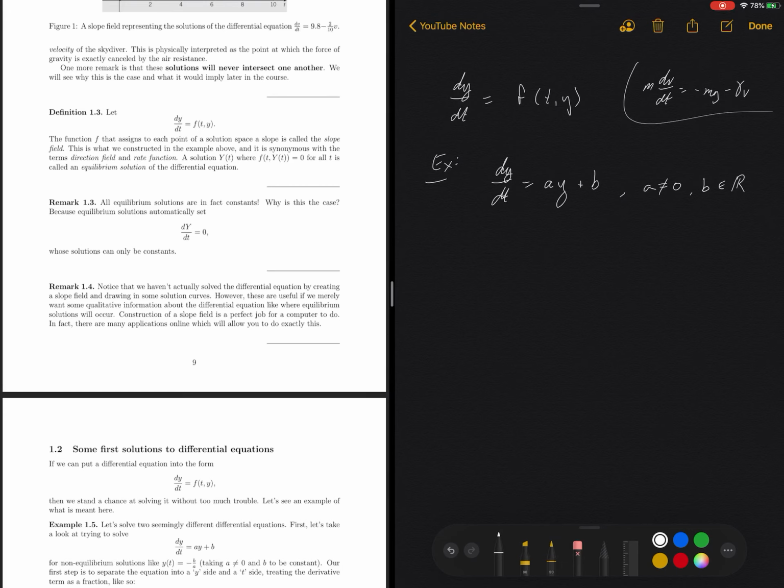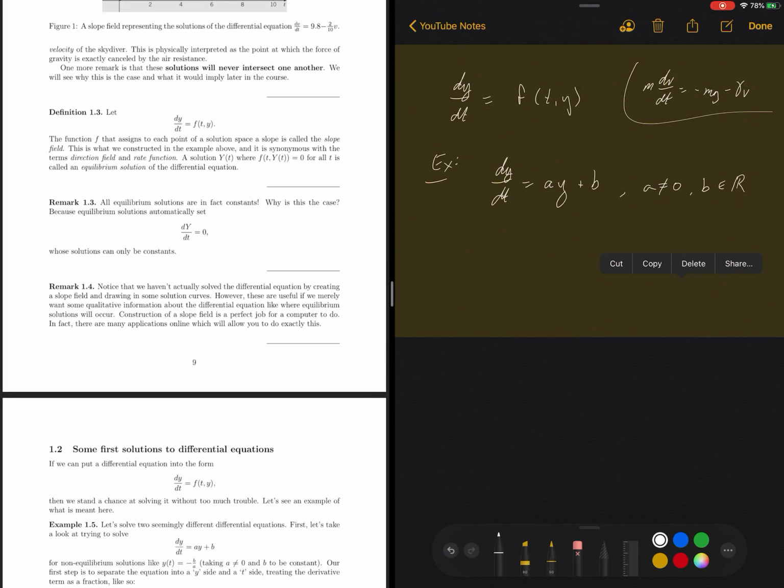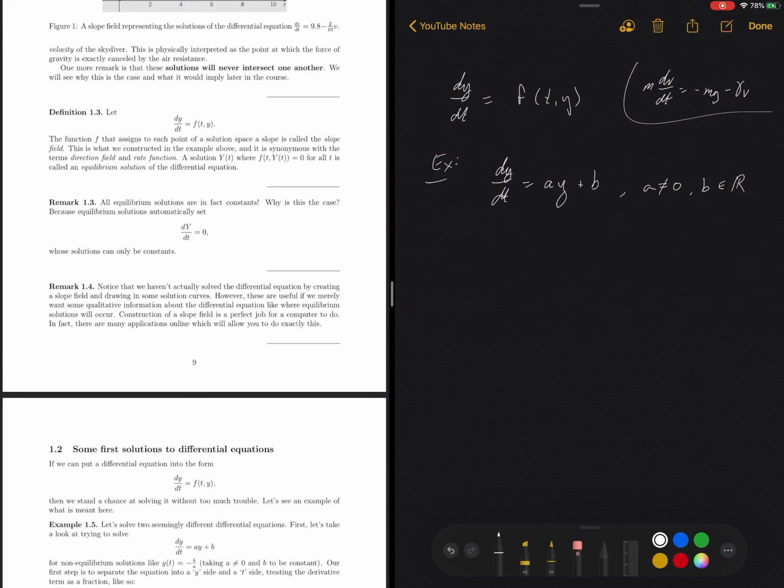In this case, this is a particular kind of differential equation. It's what we call separable. The way that we can make this easy to deal with from a computation standpoint is we can divide both sides of this equation, dy/dt, by the right-hand side. So I wind up dividing by this ay plus b, provided that's not equal to 0. And this will equal 1 on the right-hand side.